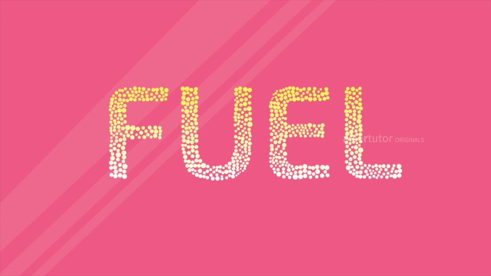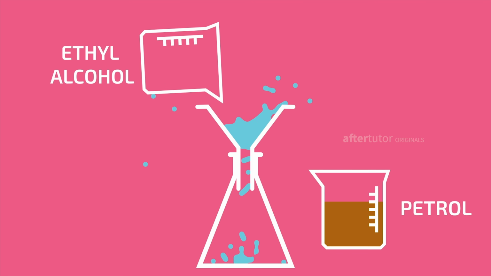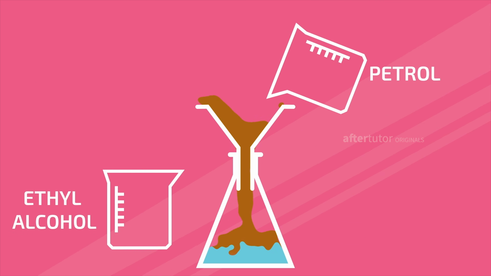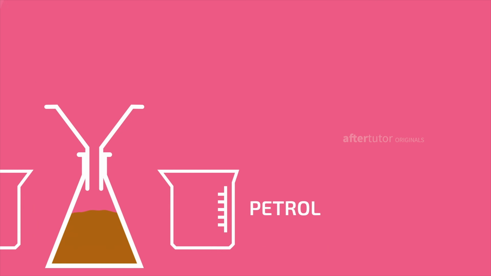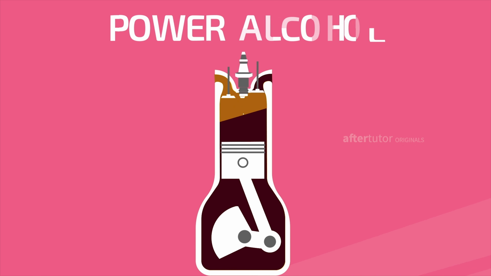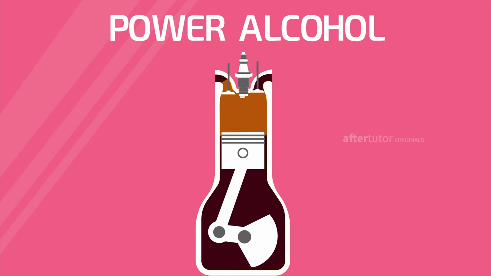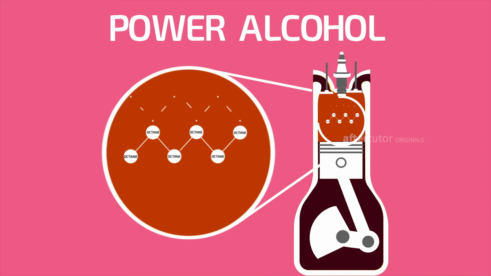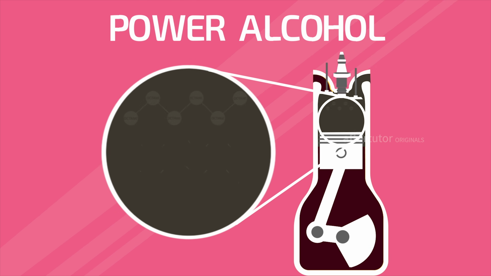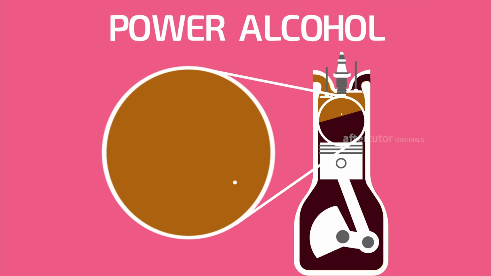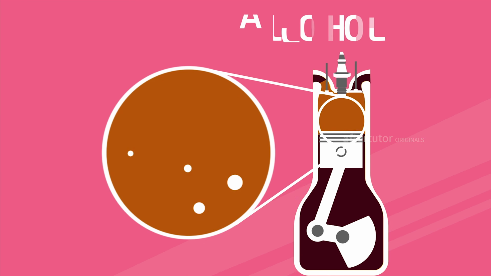Coming to another type of fuel, power alcohol is the mixture of ethyl alcohol and petrol. It is used as a fuel in internal combustion engines. Power alcohol increases the octane number, reduces the carbon monoxide emission, and absorbs the moisture content present in the gasoline.